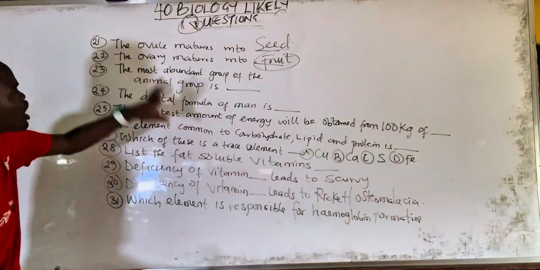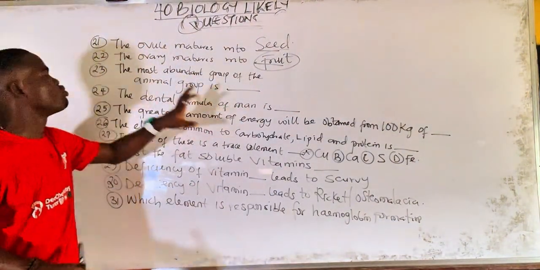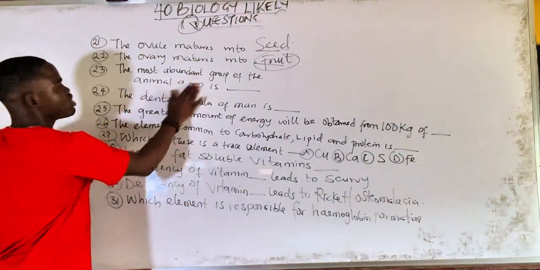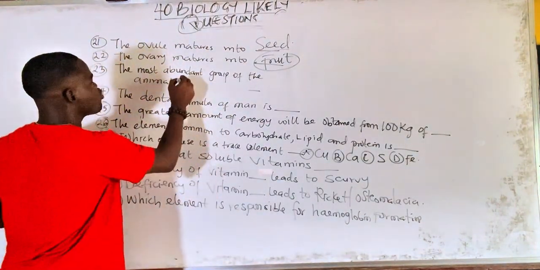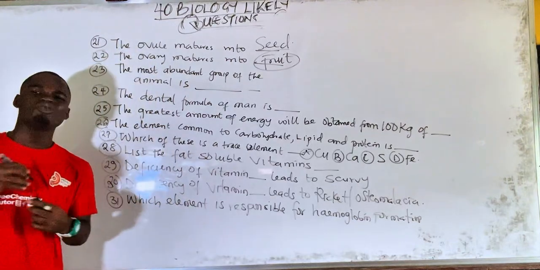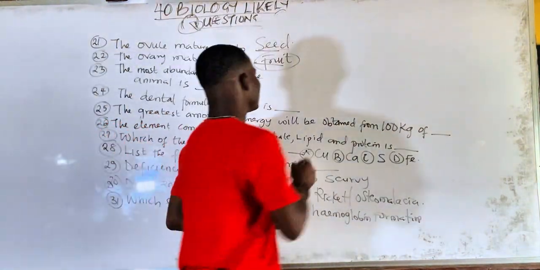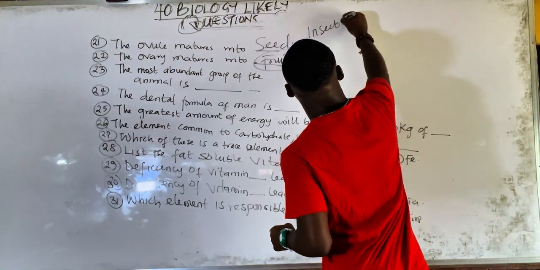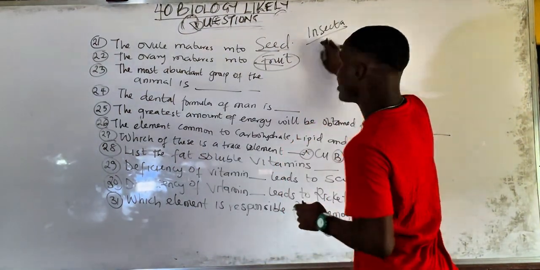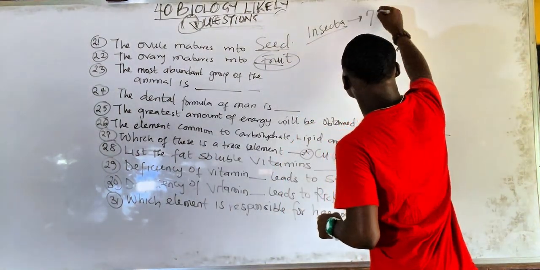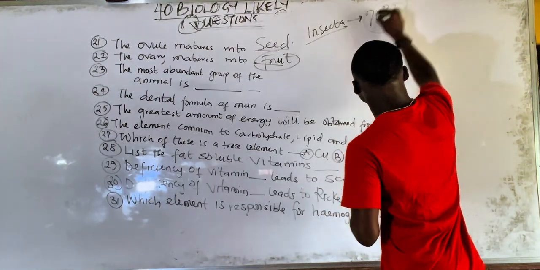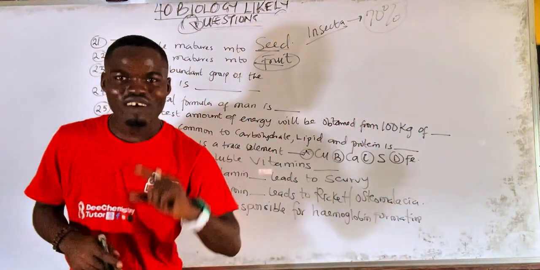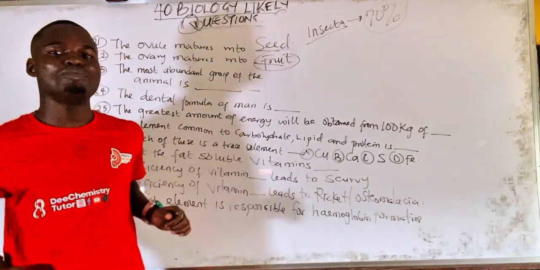The most abundant group of animals is dash. I think there should not be "group" here: the most abundant group of animals is dash. You must just know that Insecta, that is the class Insecta, is 70% of the animal kingdom.